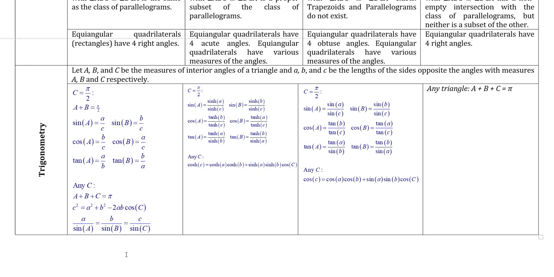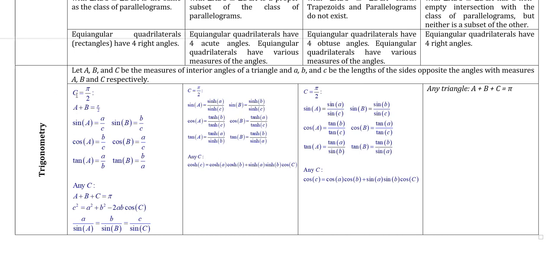If we let A, B, and C be the measures of the interior angles of a triangle, and little a, little b, and little c be the lengths of the sides opposite these angles, respectively, then we get some trigonometry. We'll talk about this a little bit more later. This is stuff that we haven't really talked about so far in the notes, but I thought it'd be a good place to put it here for reference, and we may or may not get back to some of this stuff.